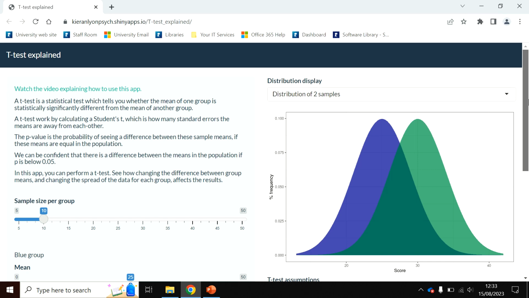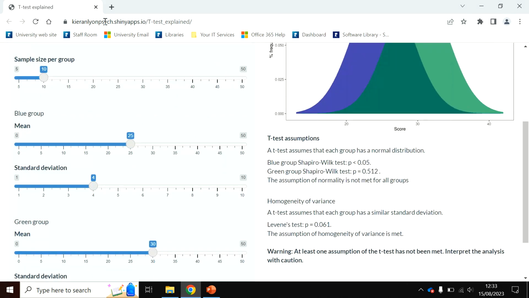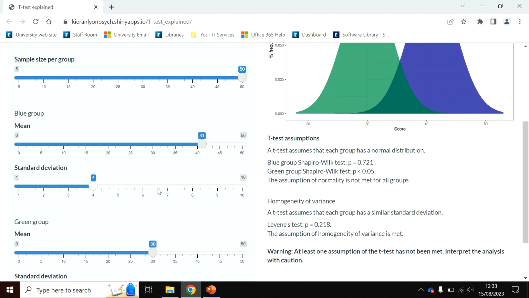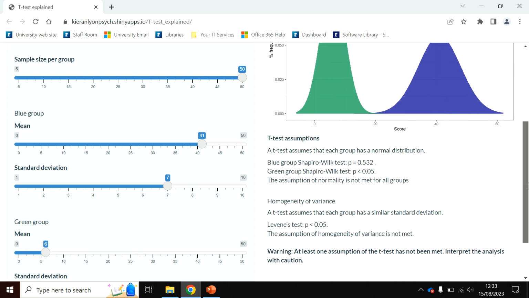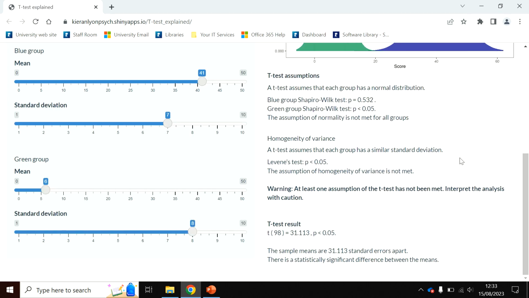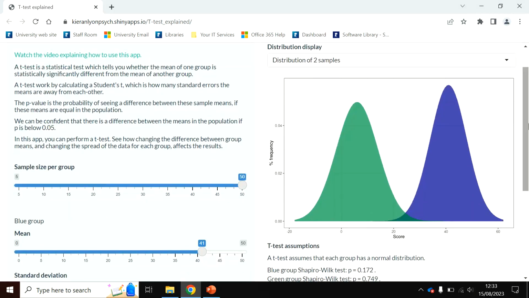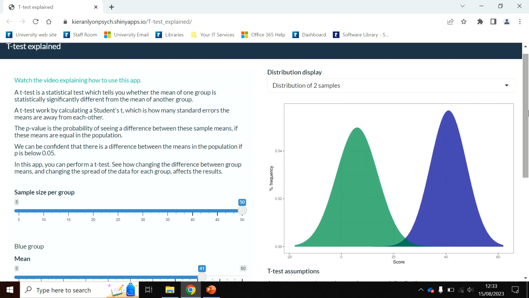What we can do in this app is you can change the sample size, so the number of people in each group. You can change the mean of each group, the blue group and the green group, and also the standard deviation. So there you go, you can change the mean and the standard deviation. And so what a t-test does is it tells you if there is a difference between the averages.